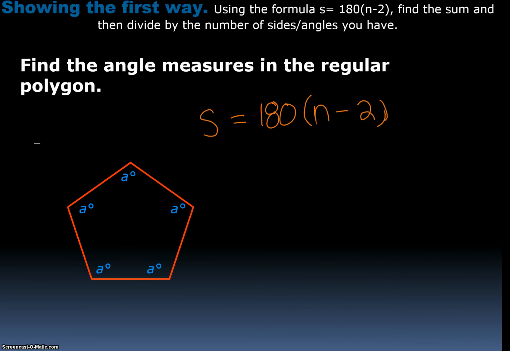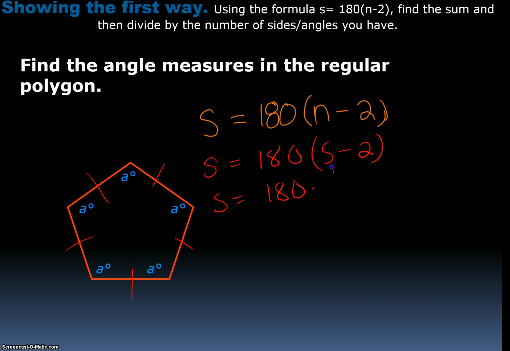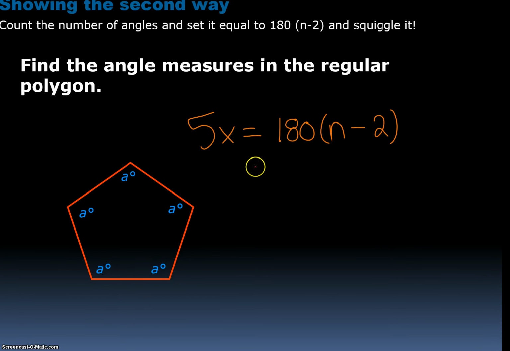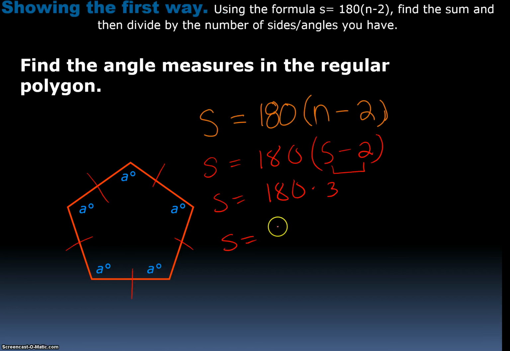So this is a polygon as well. It has 5 sides, 1, 2, 3, 4, 5. We call this polygon a pentagon. So the sum of the measures in a pentagon is going to be s equals 180 times the number of sides, which is 5, minus 2. So 180 times 5 minus 2 gets me 3. So the sum is going to be 180 times 3, and I get 540 degrees.